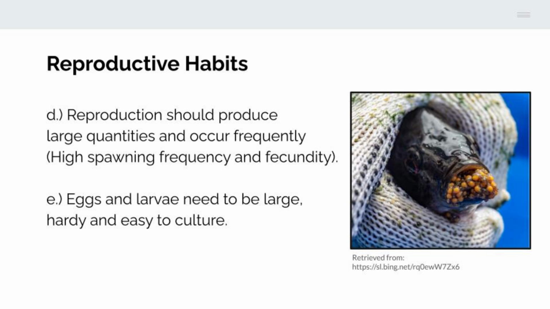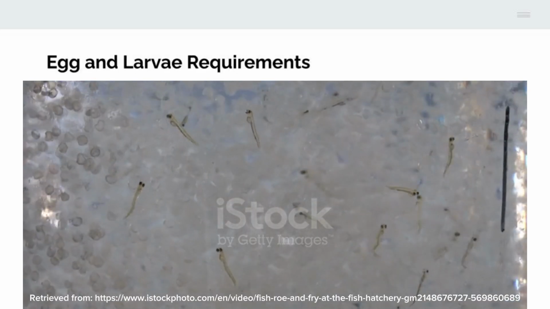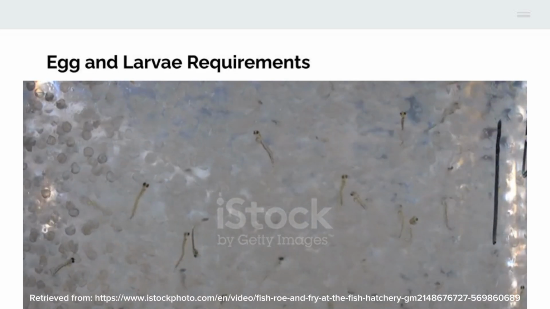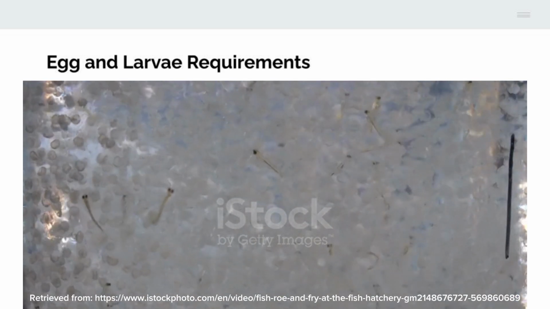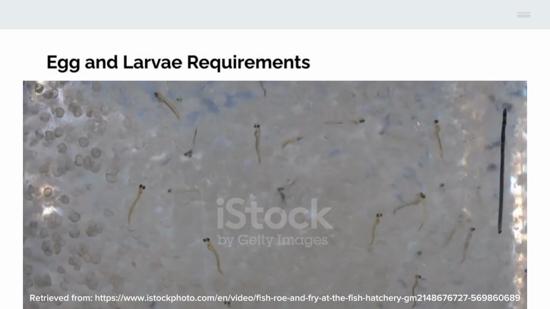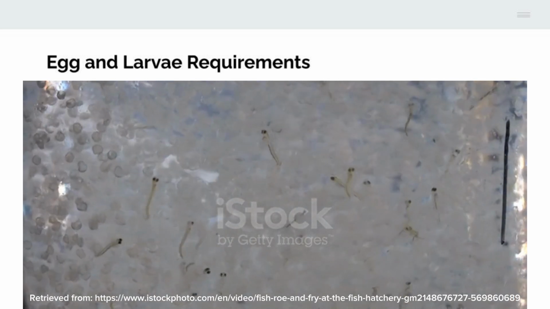Lastly, eggs and larvae need to be large, hardy, and easy to culture. Larger and more resilient eggs and larvae have higher survival rates, making the rearing process more efficient and reducing early stage mortality. By considering these reproductive factors, we can ensure a sustainable and efficient aquaculture system. After considering reproductive ability, the next important factor in species selection is understanding the nutritional needs and feeding habits of eggs and larvae. Proper nutrition during early life stages is critical for survival and growth.